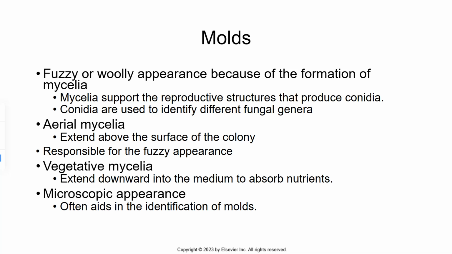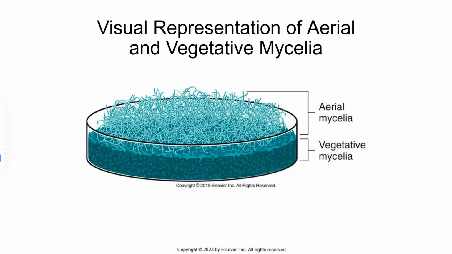Microscopic appearance often aids in the identification of molds. Yeasts are your single-celled forms, molds are typically your multicellular forms. This is a visual representation of aerial and vegetative mycelia. The vegetative mycelia are growing within the media, and the aerial mycelia extend up into the atmosphere. You can see that those aerial mycelia give it a fuzzy appearance.